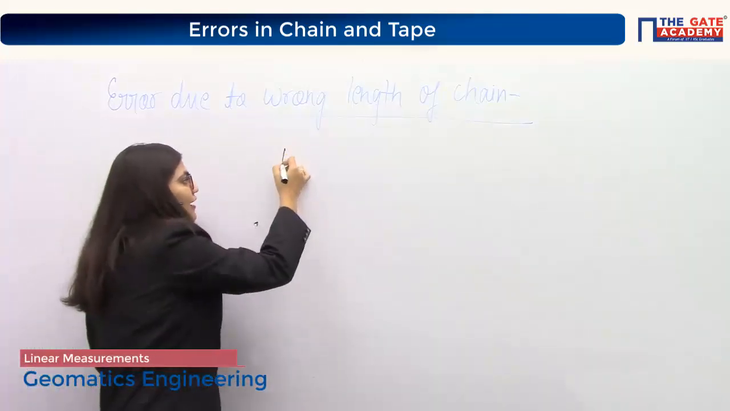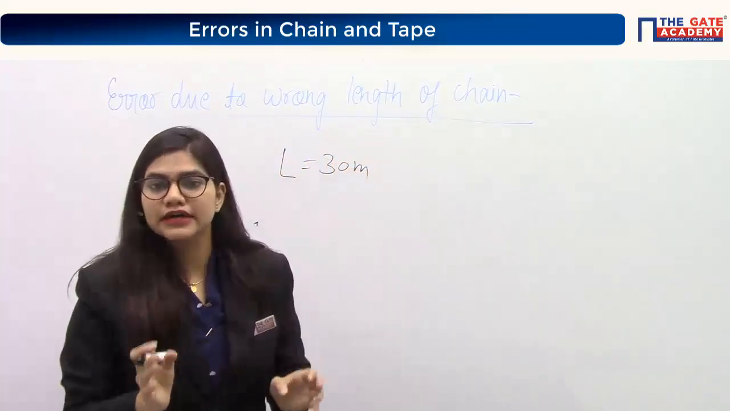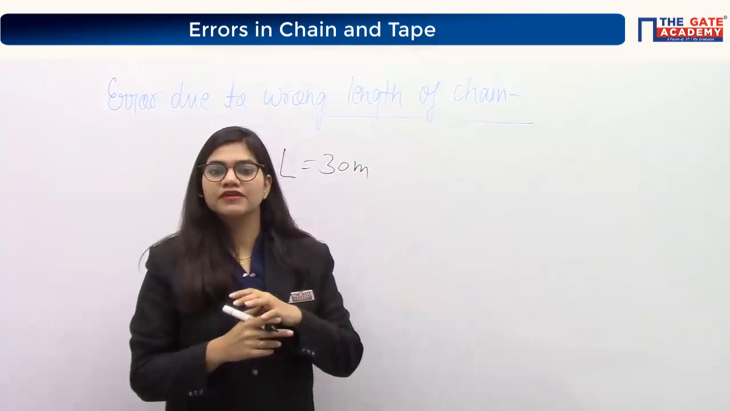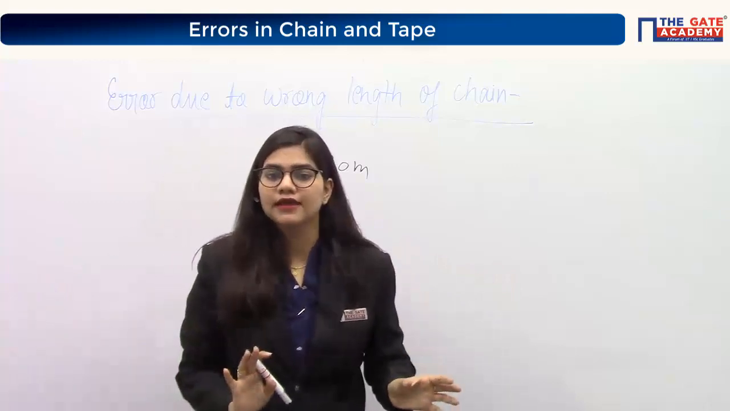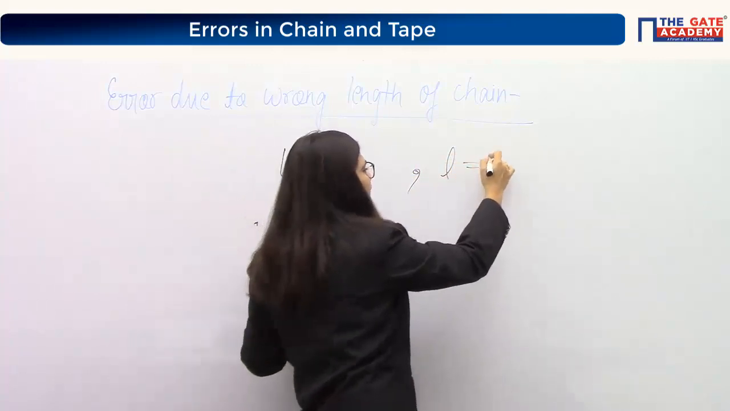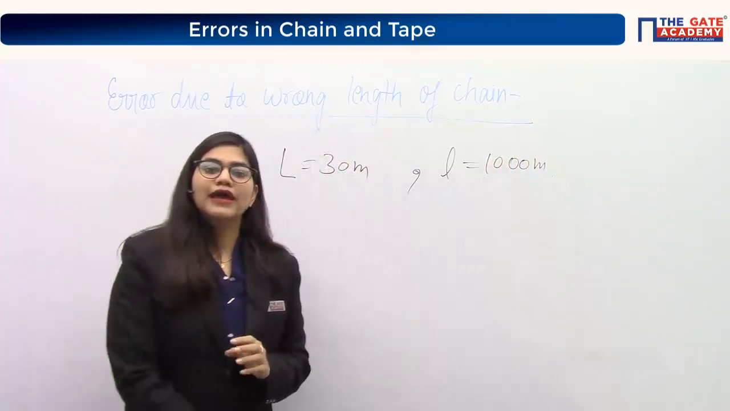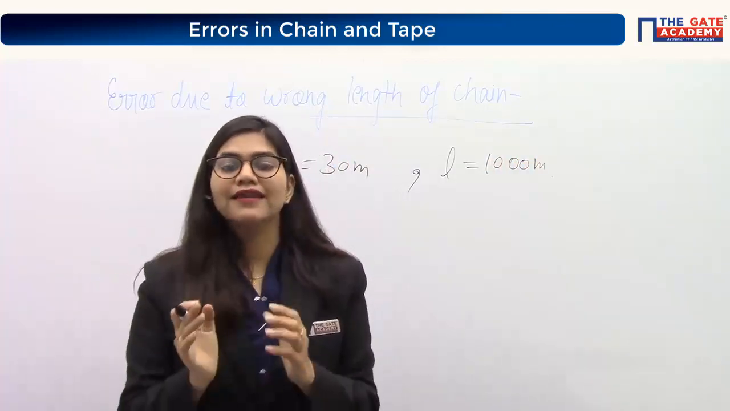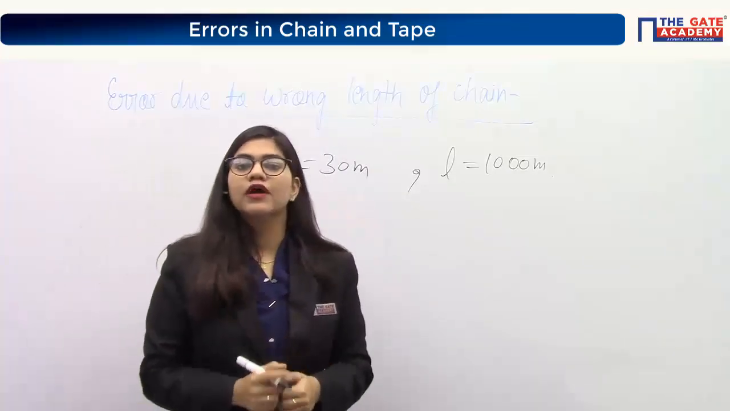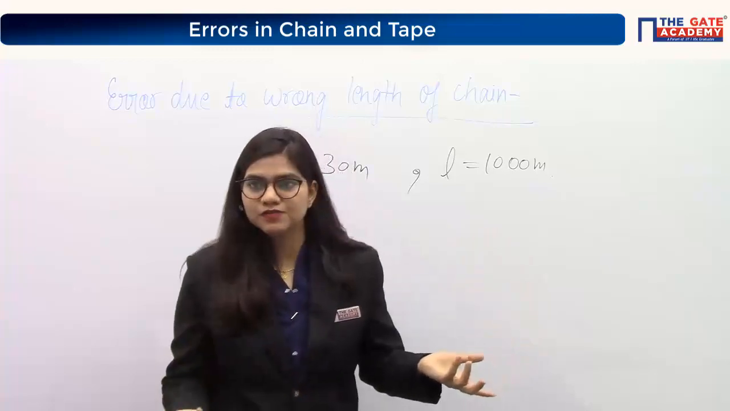If I take the standard chain as 30 meter, okay, I took my standard chain as 30 meter and I went into the field for measuring the distance of a particular area. And I found some distance, let's consider 1000 meter. Later on, I came to my office and I realized the standard length of my tape either can be shrunk or it can expand.